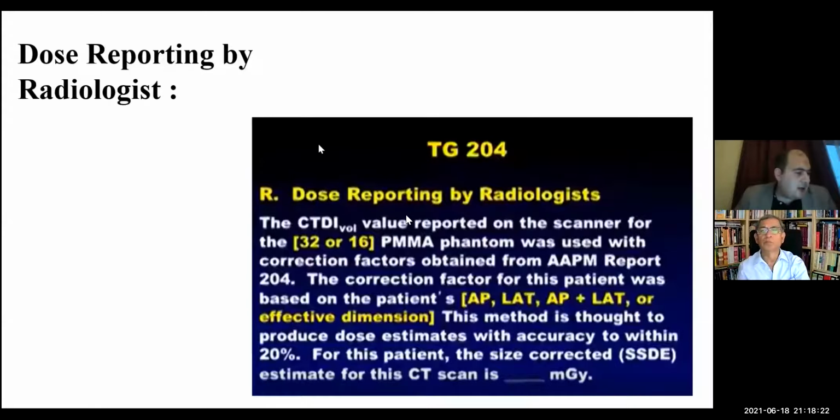Okay, so also it has to be done for any report. So it has to be mentioned in those reports for radiologists. You have to mention this statement: using the CTDI value reported on the scanner, for which phantom was used, and the correction factor obtained from the AAPM report. The correction factor for this patient was based on the patient's AP or lateral dimension or whatever you use. This method is thought to estimate dose with accuracy to within 20% for this patient size. The corrected estimate for this scan is okay, how much dose in milligray?